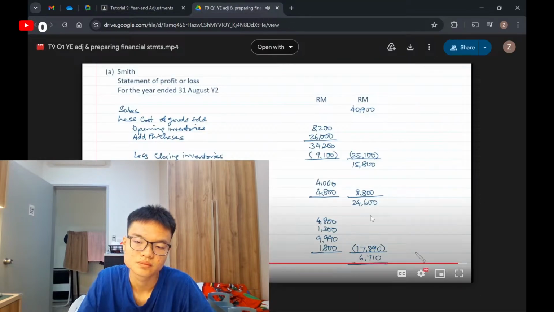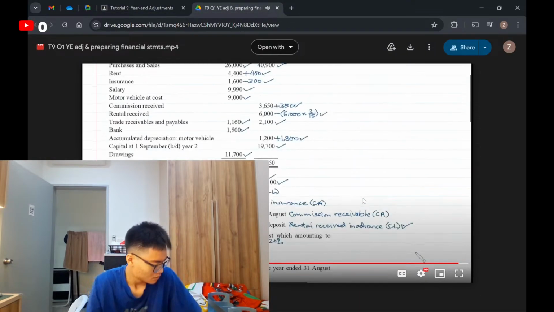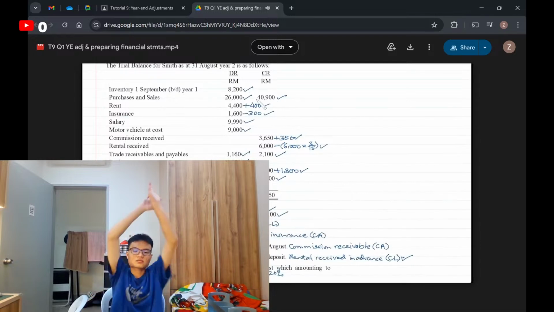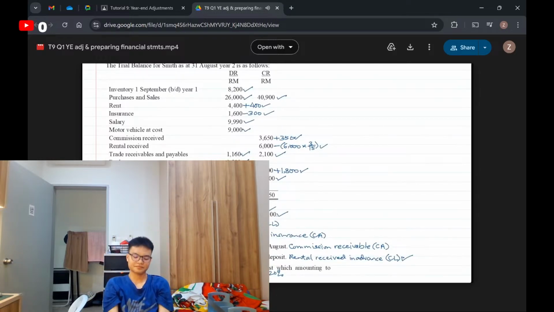If I check all the addition here, all correct, then I go further and check here. I check that every number here must have a tick. I check to make sure I haven't missed anything. If I see any number without a tick, that means I have forgotten to put that number in the financial statement. Now, if every number has a tick, your balance sheet still doesn't balance.